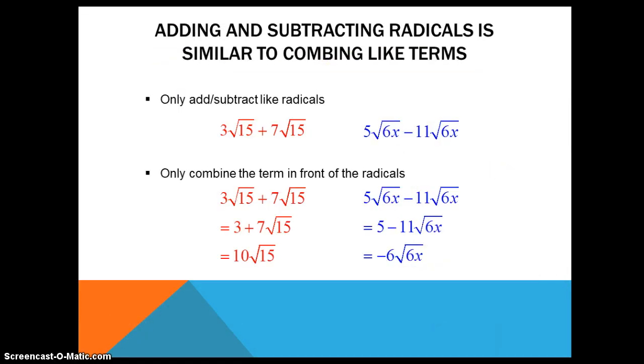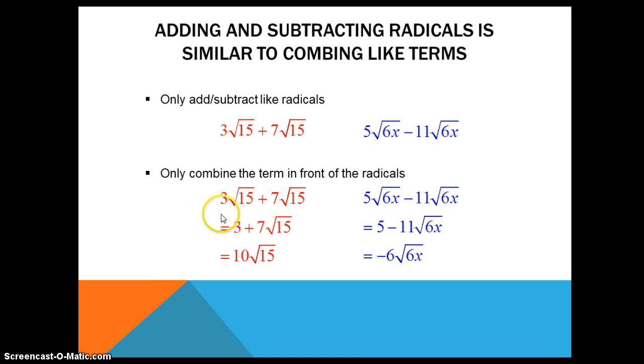And as I said before, adding and subtracting radicals is similar to combining like terms. You only add or subtract like radicals. So for these examples, square root of 15 or square root of 6x, you can see that in both of them. So I only add or subtract ones that are like. I can't do ones that are unlike. And I only combine the term in front of the radicals.